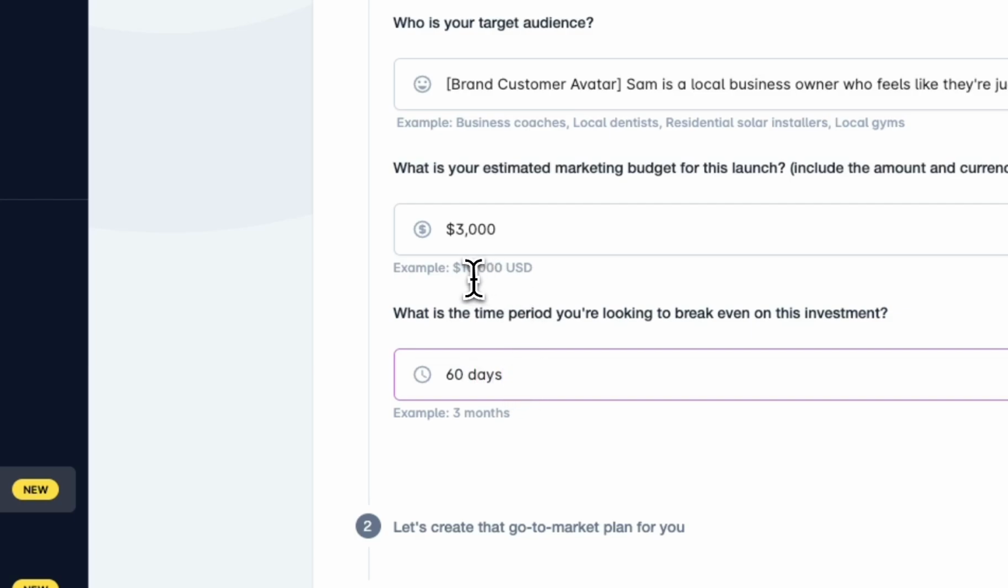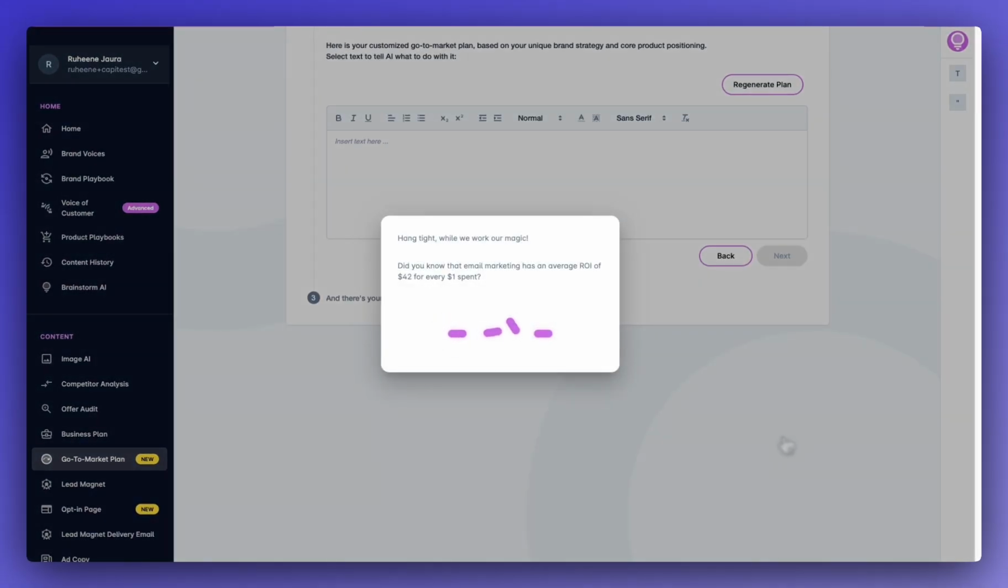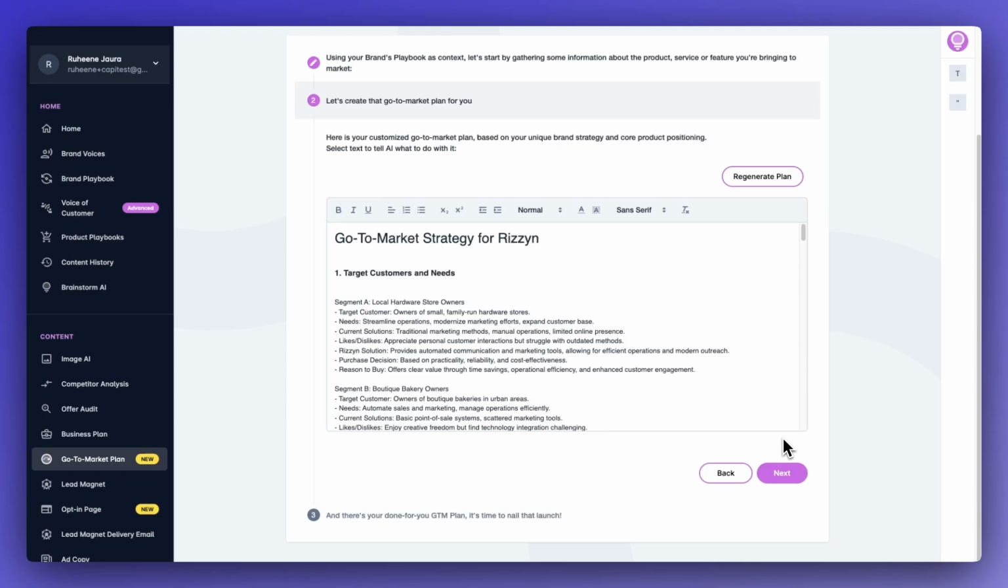If I was going with something like $10,000, like I have in the example here, I probably want to give it 3 to 6 months. All right, but let's move forward with this for our example. And that's really all there is to it. Since the AI already knows everything about my brand, my product, my customer avatars, my unique value propositions, and my market differentiating factor, since all of that is built into my product playbook, it really doesn't need anything else in order to build out our entire go-to-market plan here.